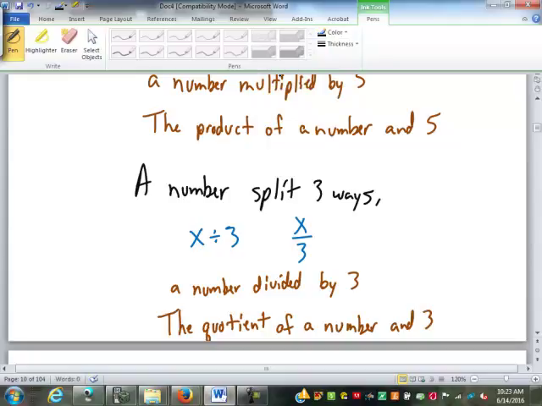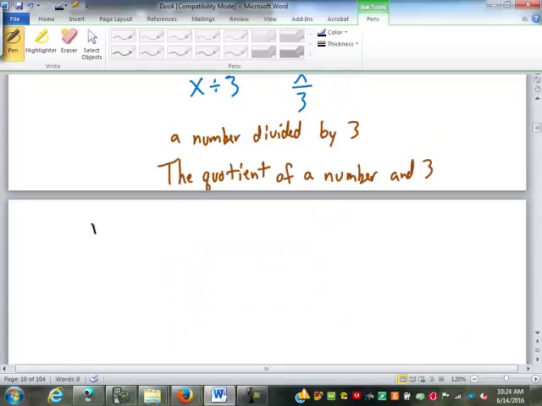So there are others that indicate a number divided by 3 or x divided by 3. These simple phrases are not so bad. They contain a single operation. Now I will argue that this skill right here of taking words and translating them, putting them into some sort of a formula of symbols and numbers, is the single most difficult skill in math.